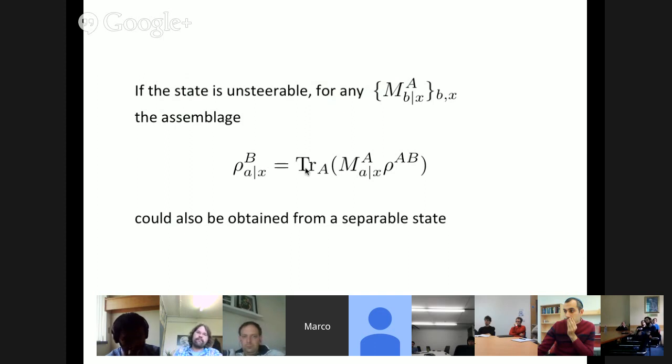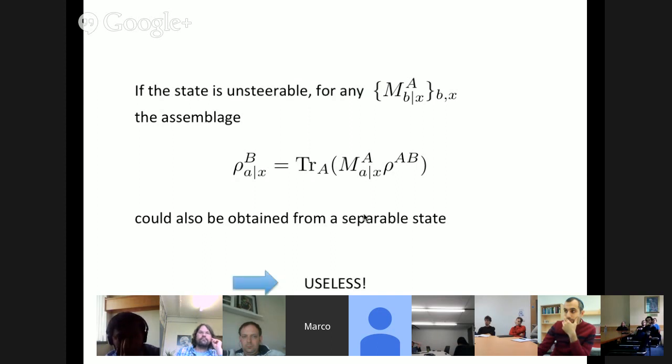So a first observation that is quite direct is that if the state is unsteerable, by definition, for any choice of these potential measurements on Alice, the assemblage given by all the conditional states on Bob could also be obtained from a separable state. Right? So that's the notion of steerability. If the state is unsteerable, it means that we cannot verify its entanglement, in the sense that there is always an explanation in terms of a separable state.